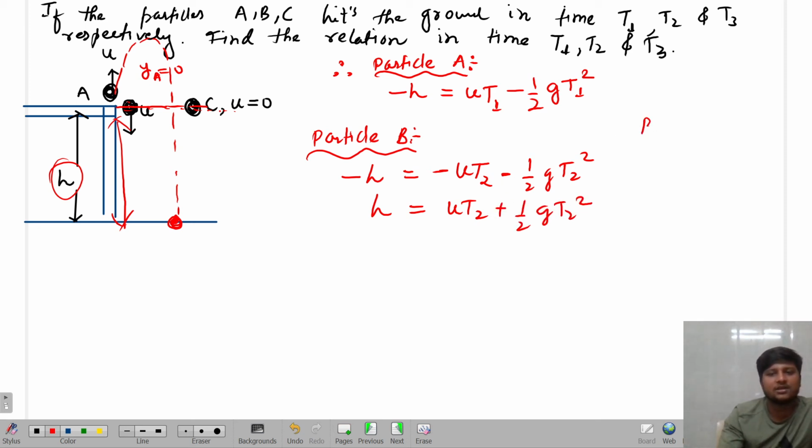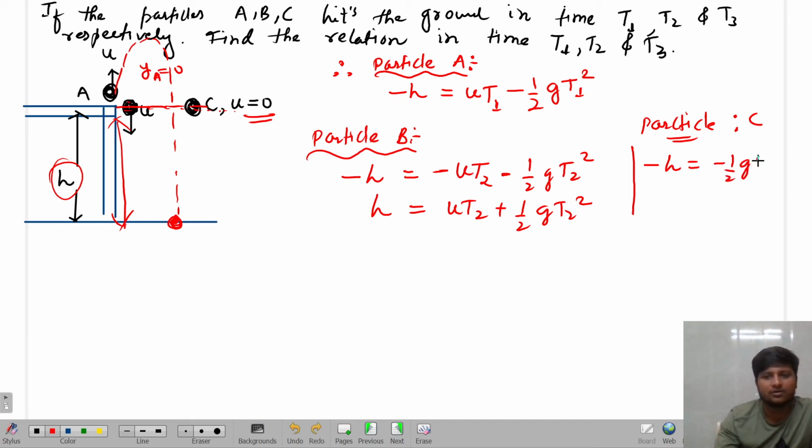For particle C, what is the equation? Particle C has initial velocity 0. The displacement is again downward, equal to minus h, which is equal to minus half g t3 square.